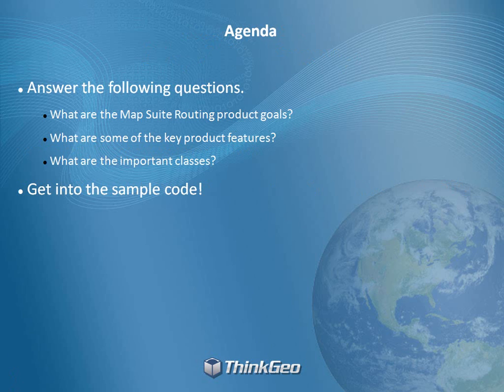So for the agenda, we're first going to start off by answering the following questions. What are the Map Suite Routing product goals? What are some of the key product features? And what are the important classes? Then what we're going to do is get into the sample code that ships with the product, and that's where we're going to spend the majority of the video.